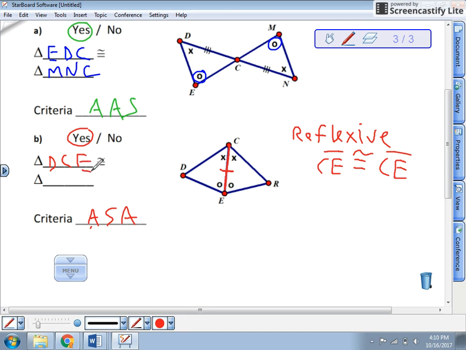Well, since I started at D, that's R on this side. And then I went to the X, which is C. So again, this one is C as well. And then E. So RCE is congruent to DCE. Now you know the ways to prove triangles congruent using those four properties.